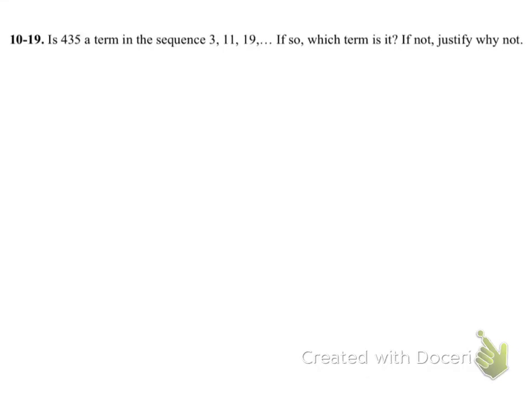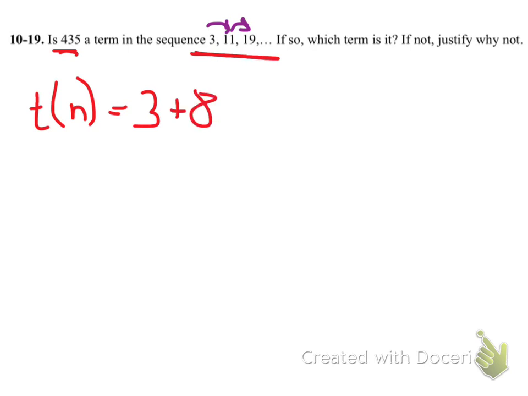Problem 19 has me taking a look at a sequence here and wondering if 435 is a term in that sequence. First thing I'm going to do is take a look at my sequence generator, or the equation for it. You can hopefully tell here that this is going up 8 each time, so I'm adding 8. So my first term is 3, my common difference is 8, and n minus 1.